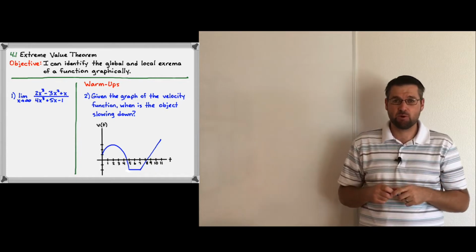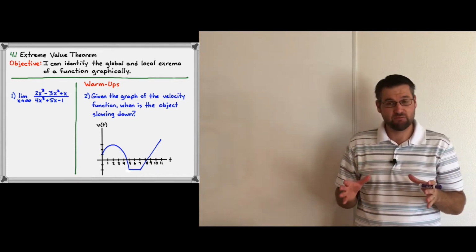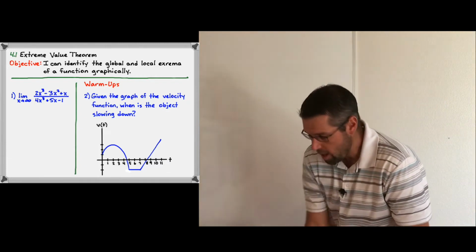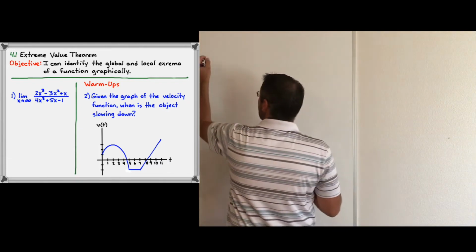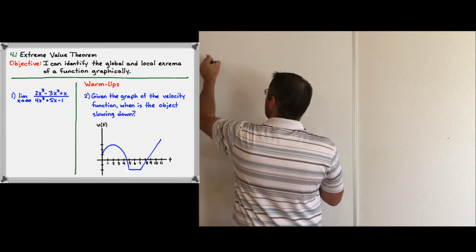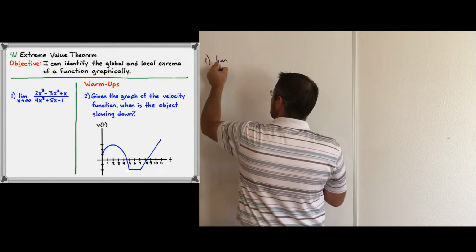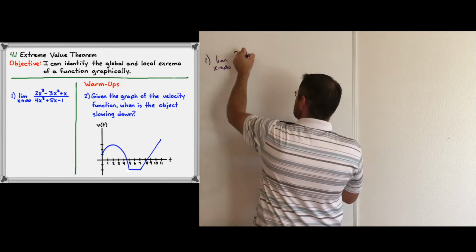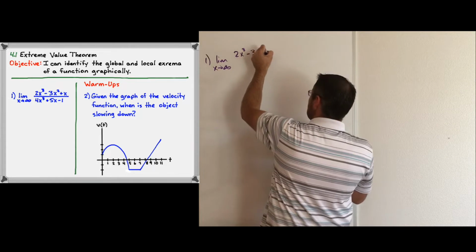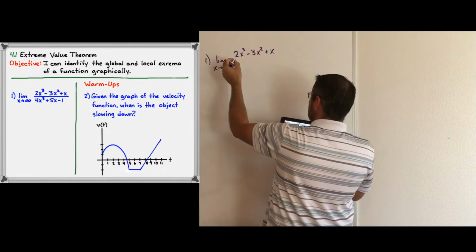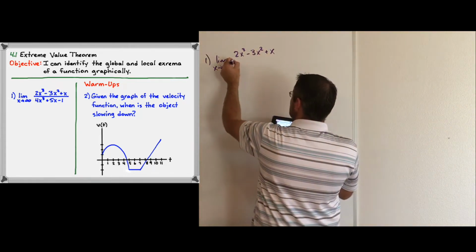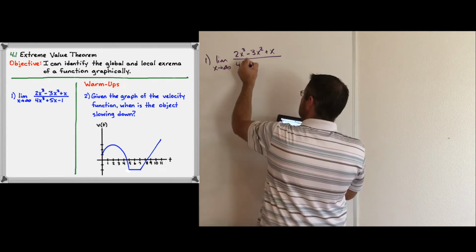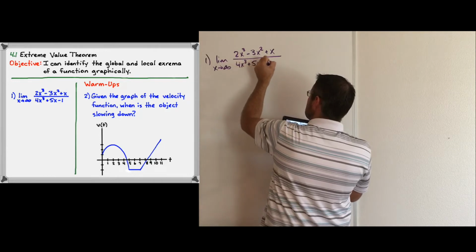So let's go ahead and dive into our first warm-ups for lesson 4.1. Number 1 is actually a review problem from way back, and we're going to do a little bit of spiraling here because we don't want to forget about our ideas of limits. It's good practice to keep practicing the things that we've learned in the past. So we have the limit as x approaches infinity of 2x cubed minus 3x squared plus x all over 4x cubed plus 5x minus 1.